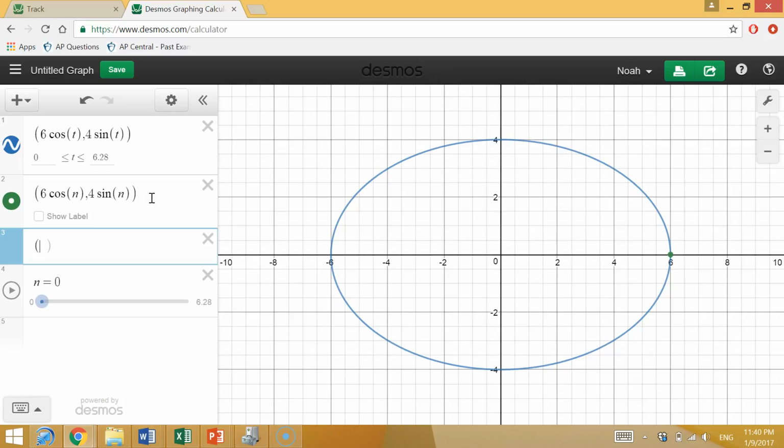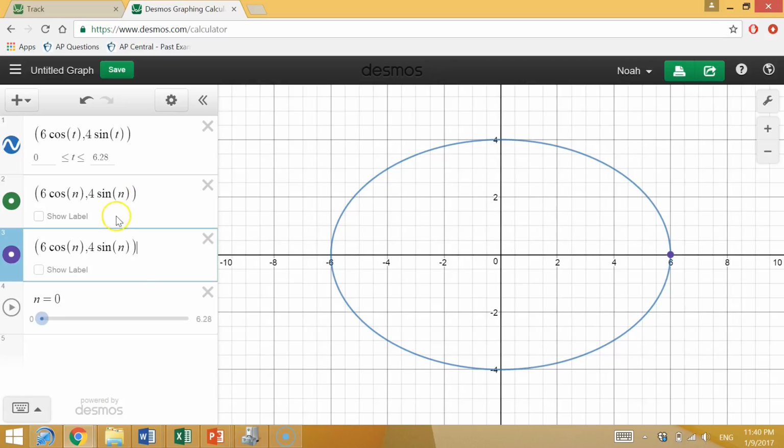So if I do 6 cosine n and then 4 sine n, so as you saw, if I change it to 2n, that one's going to go a little bit too fast. What did I do? 2n, I need 2n there. So as I go, what's going to happen is the purple one's going to go twice the speed of the green. I don't really want that to happen because it's going to be way out ahead of the green. What I want is just for it to be just a little bit ahead. So instead of being twice as fast, maybe 1.5 times as fast, something like that.